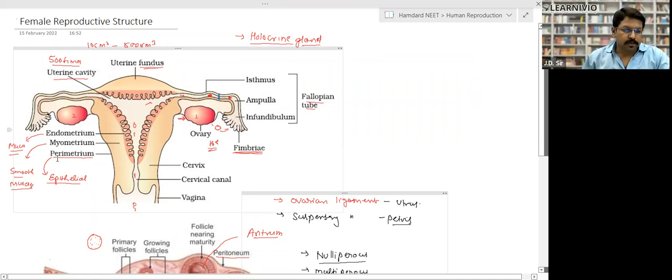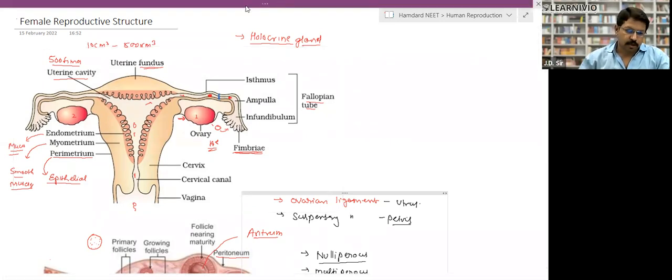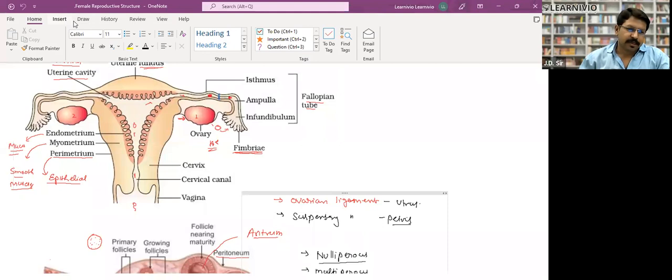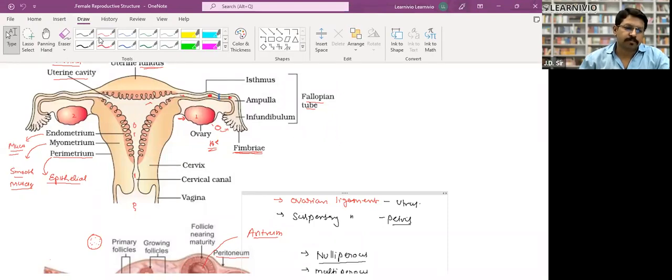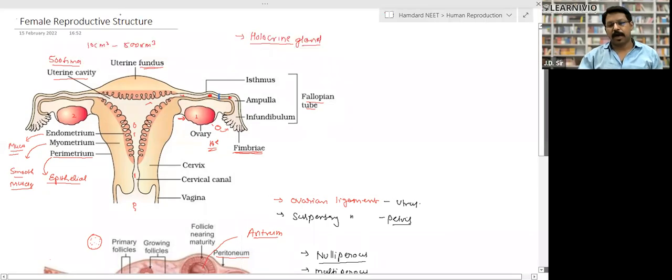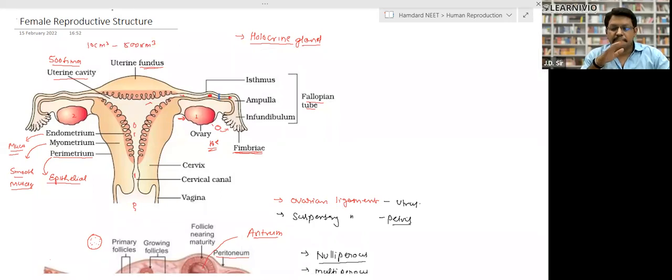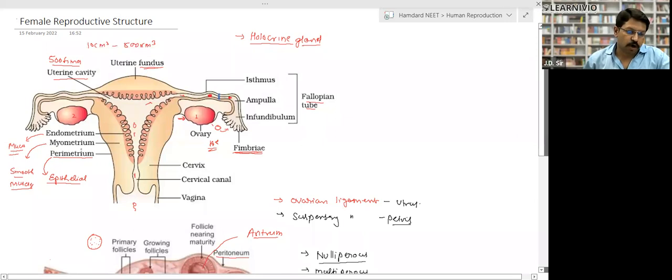The outermost layer is called perimetrium. This is basically made up of epithelial layer, right? Basically, the covering of any organism, any animal, the internal covering or external covering, is always made up of epithelial layer. It may be a different kind of epithelial layer, but generally the covering of the organs is always made up of epithelial layer. So same here. The outer covering, that is called perimetrium, is made up of epithelial layer.